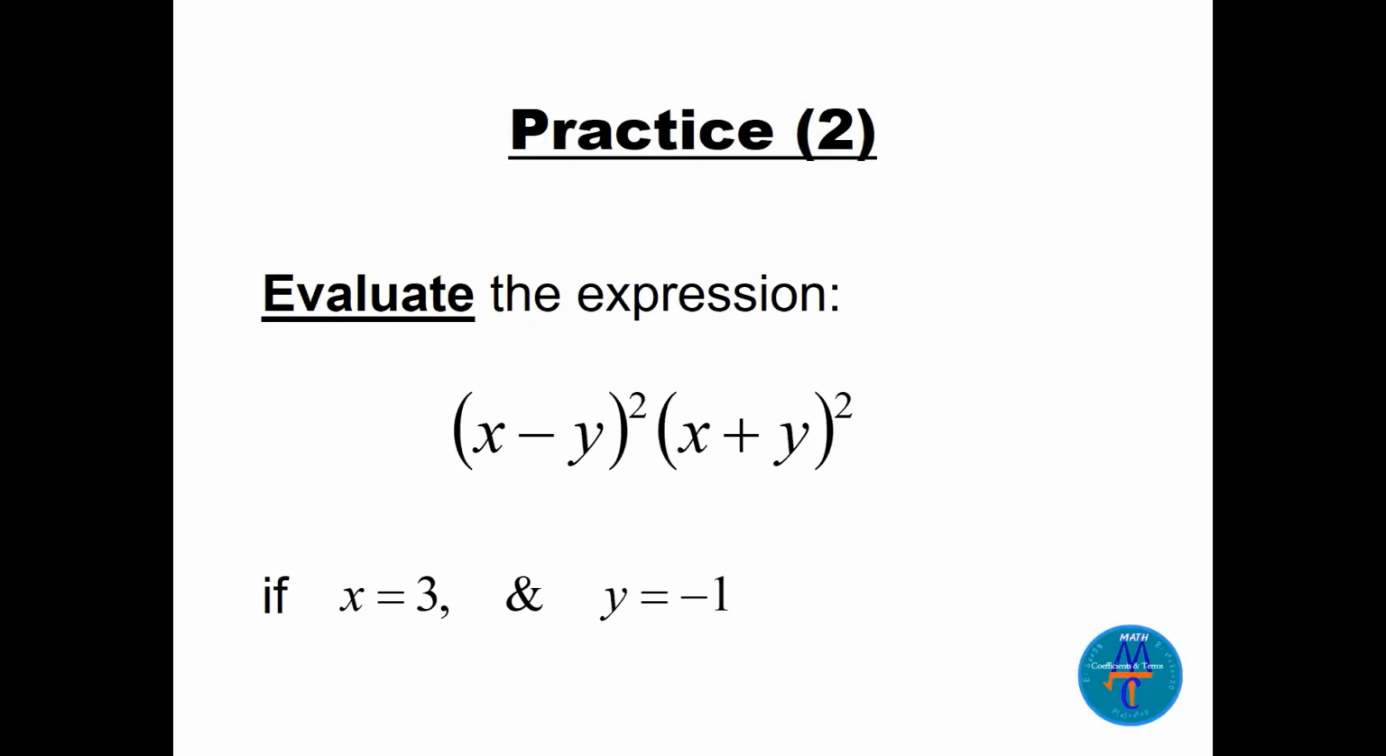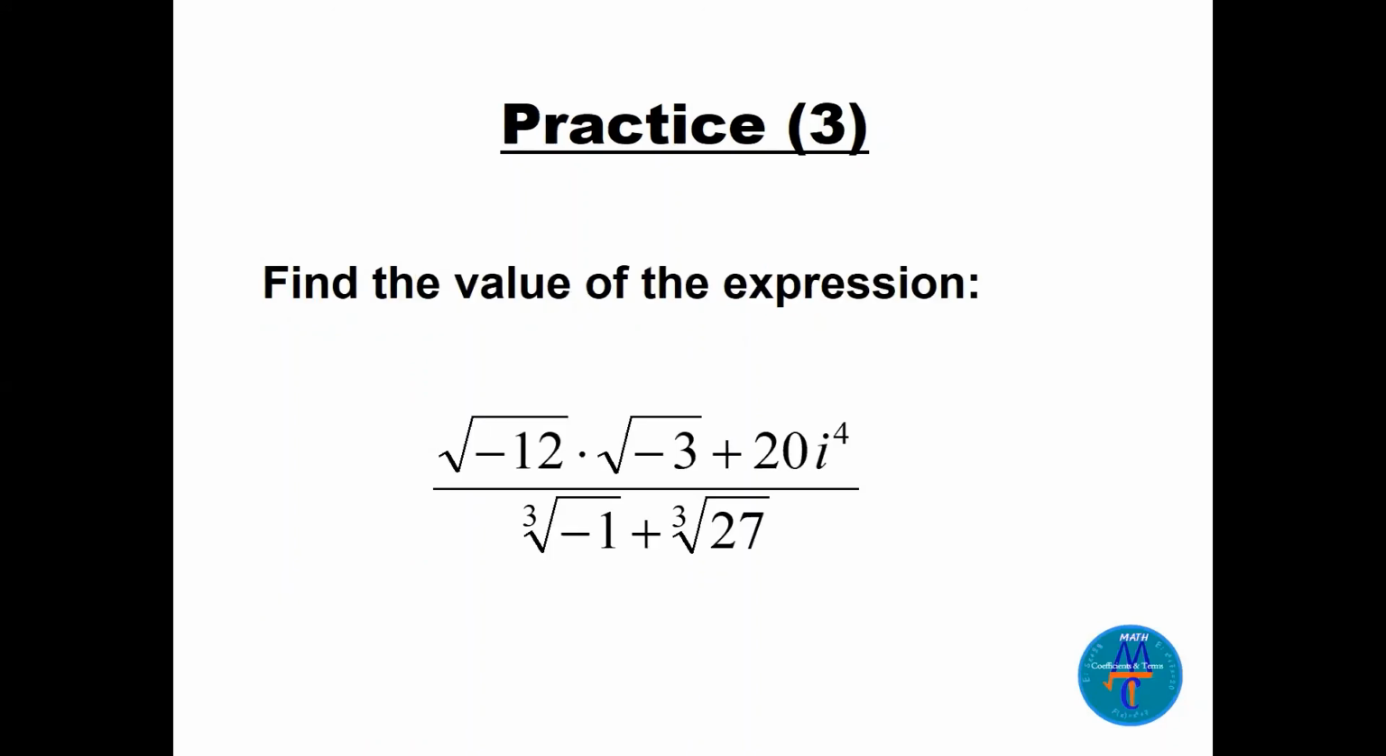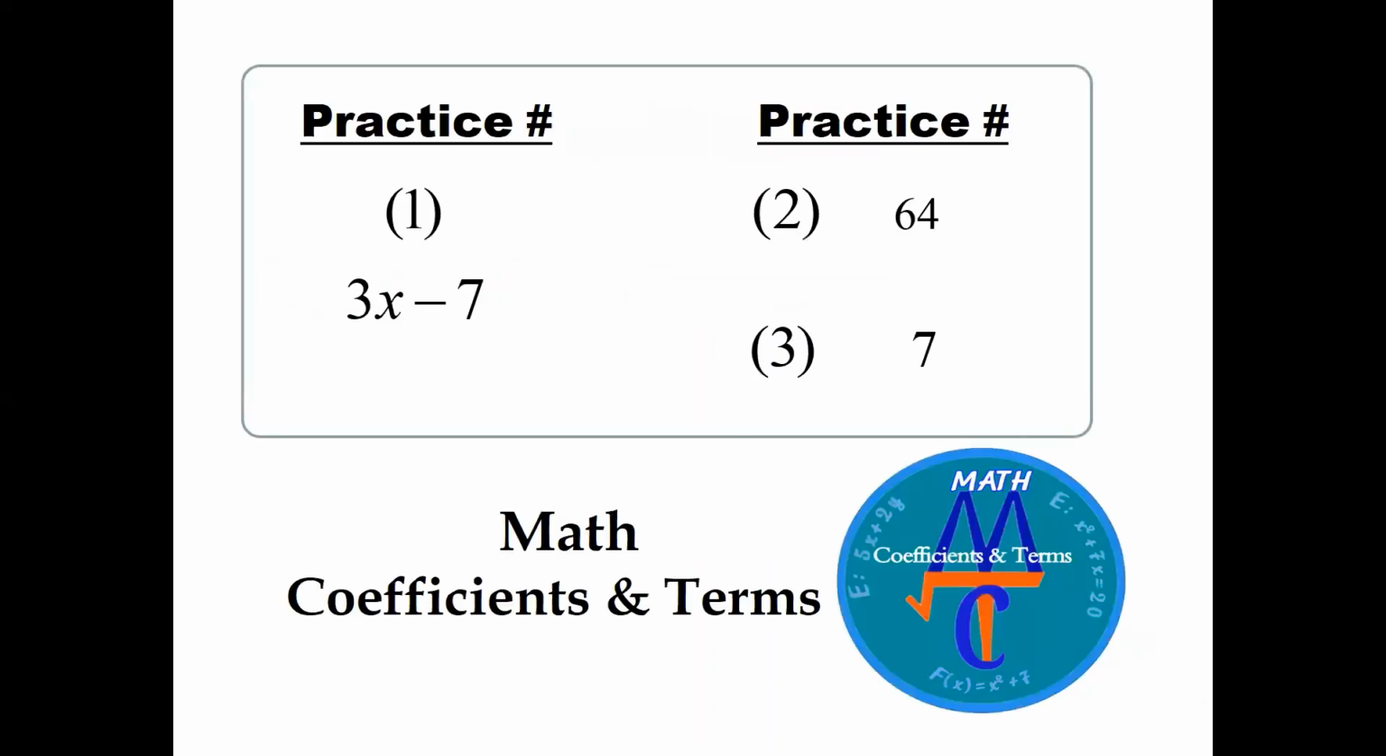Practice number 2, find the value, which means evaluate. Evaluate means find the value of this expression: x minus y all squared times x plus y all squared. Replace there x equals 3, y equals minus 1. Try to get the answer. And then find the value of the expression in complex numbers here, similar to the question we did. When you finish, you can check, please, only the answers. Practice number 1, practice number 2, practice number 3.